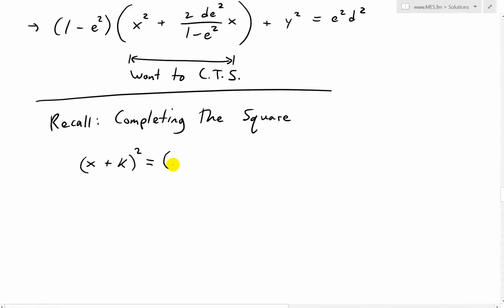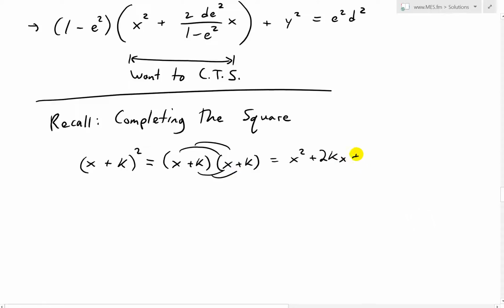So when we expand this, it's x plus k times x plus k. Expanding this out, this is going to be x squared, and then x times k is plus kx, and then k times x is another kx, so add up those to get 2kx.